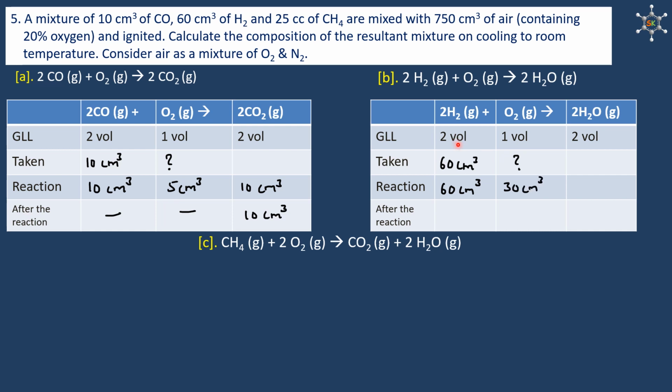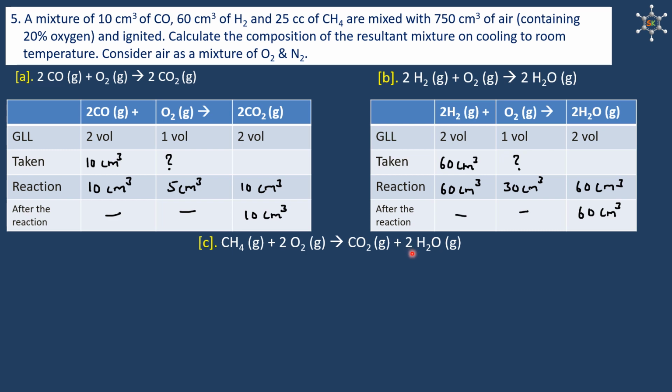2 volumes of hydrogen produce 2 volumes of water vapor. So 60 cm³ of hydrogen is supposed to produce 60 cm³ of water vapor. After the reaction, hydrogen is not present. Oxygen is also not present. We only have 60 cm³ of water vapor from this reaction.